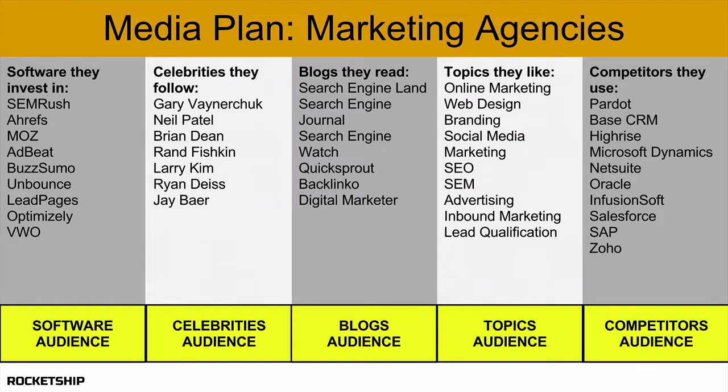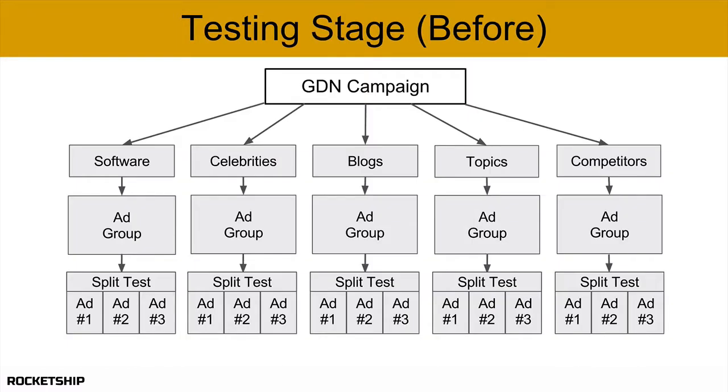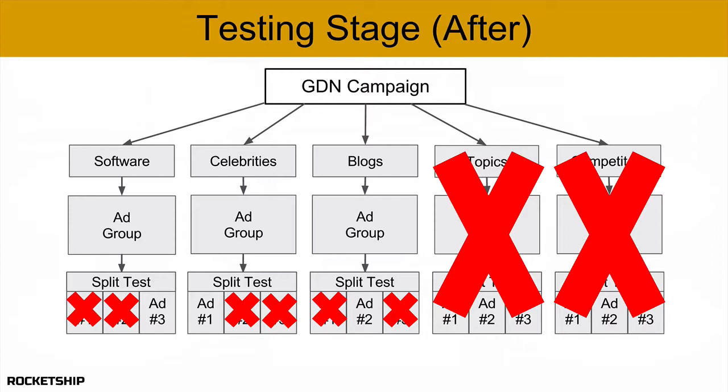Now if we go back to the media plan we put together for HubSpot in the last video, you can see we have 5 distinct audiences: software, celebrities, blogs, topics, and competitors. We are now going to use those 5 audiences as the foundation for the testing phase in our new paid media campaign. Here you can see what the paid media campaign setup looks like. We are targeting our ideal client profile across 5 different categories and testing 3 different ad copy angles so we can try to find marketing messages that will work with each audience. After the testing stage, we then eliminate the audiences and ads that don't meet our advertising goals and verify and scale the ones that do.